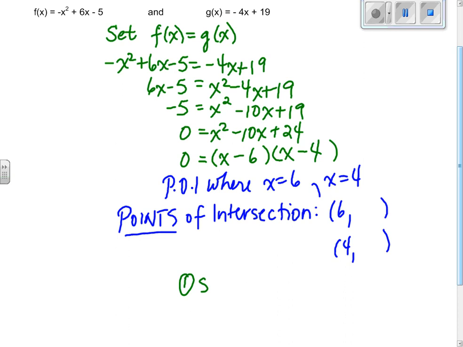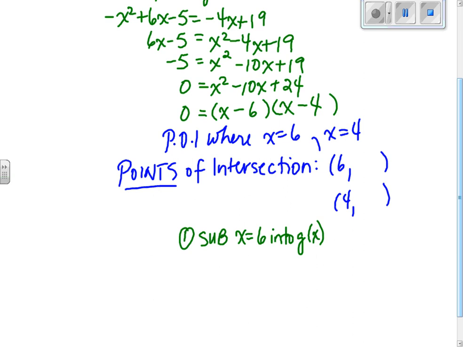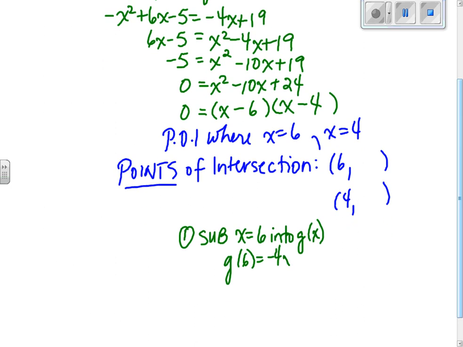Let's do substitute x equals 6 into g of x. G of x is minus 4x plus 19. Minus 4 times 6 plus 19 was minus 24 plus 19 is minus 5. I have a point of intersection.